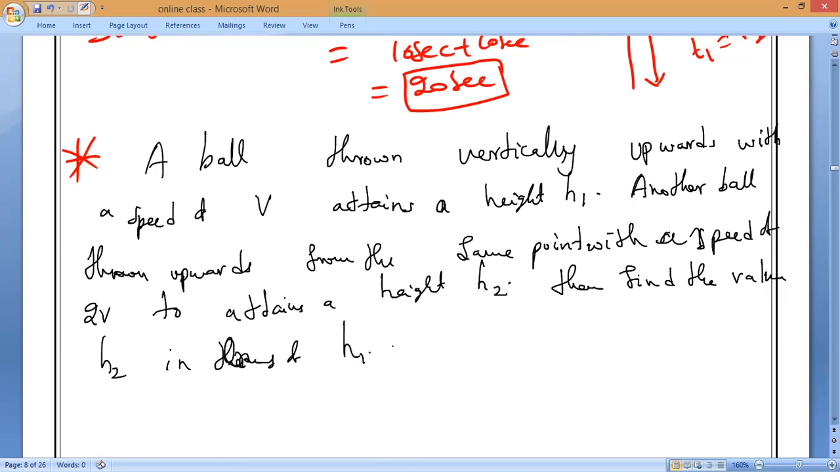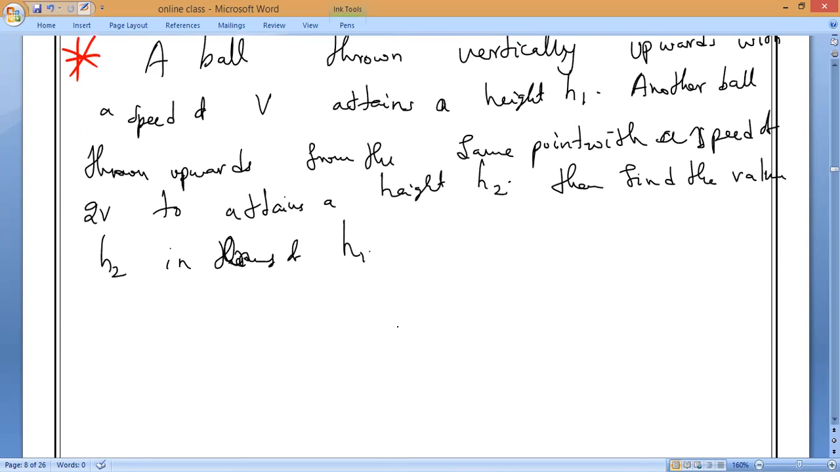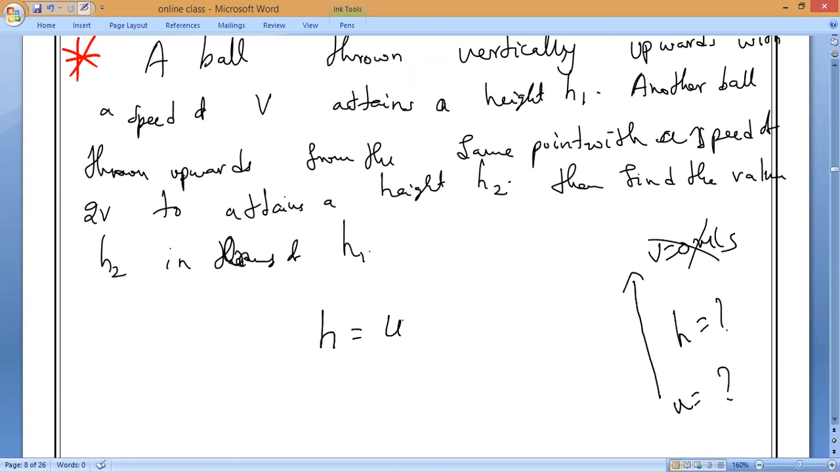So we have to compare and write it. You can notice that the ball is thrown upward, so the final velocity is 0. So we don't need to bother about it. Now, the initial velocity we know. What is the relation between initial velocity and height? If you know the relation, you can find it. h is equal to u square by 2g.